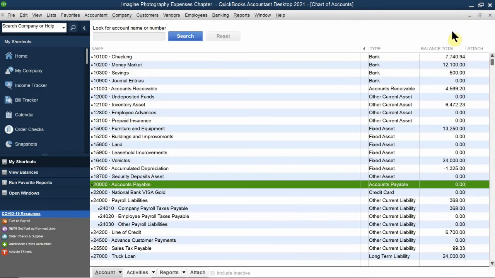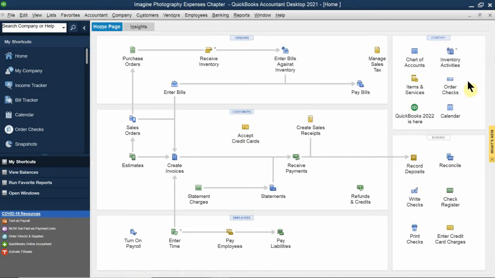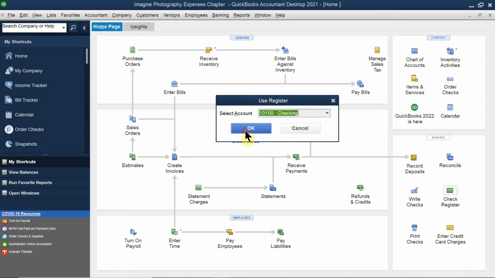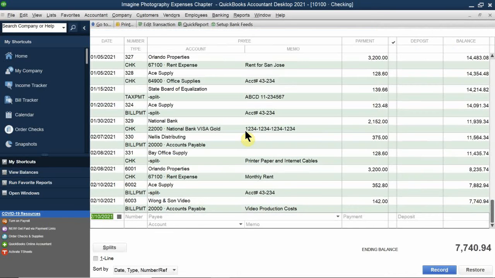So again, bills increase accounts payable, bill payments decrease accounts payable, right? And it's all connected. So by just adding that one transaction, look how many transactions it was actually connected to, right? Any questions in regards to printing checks? No. Okay. All right.